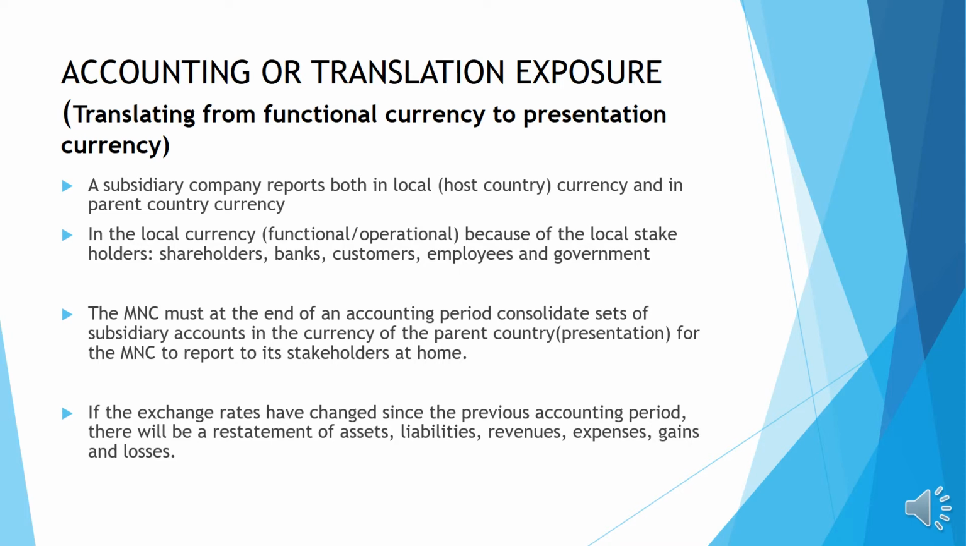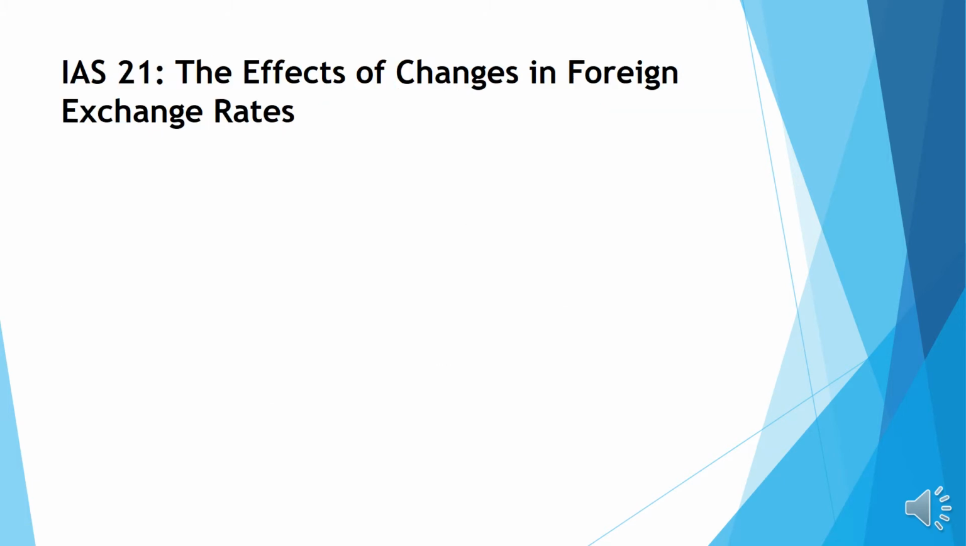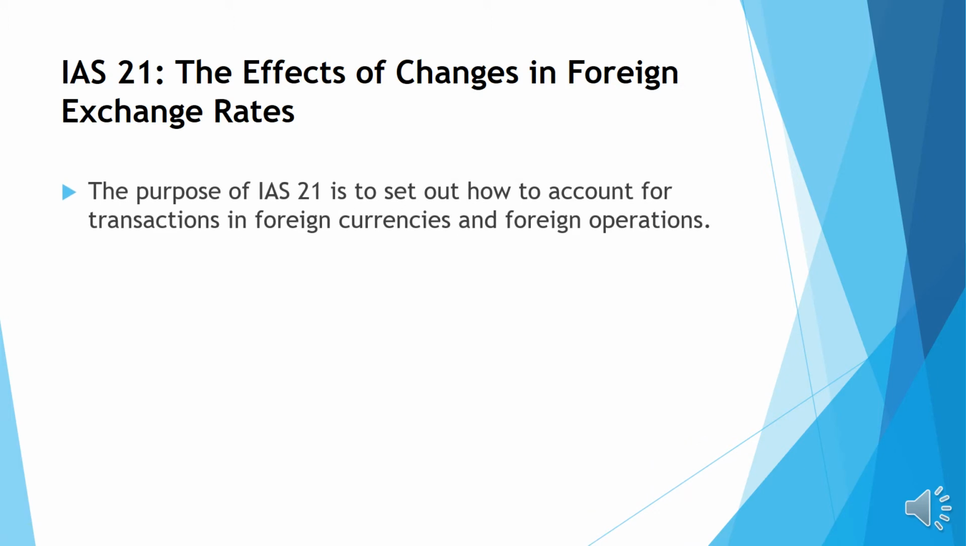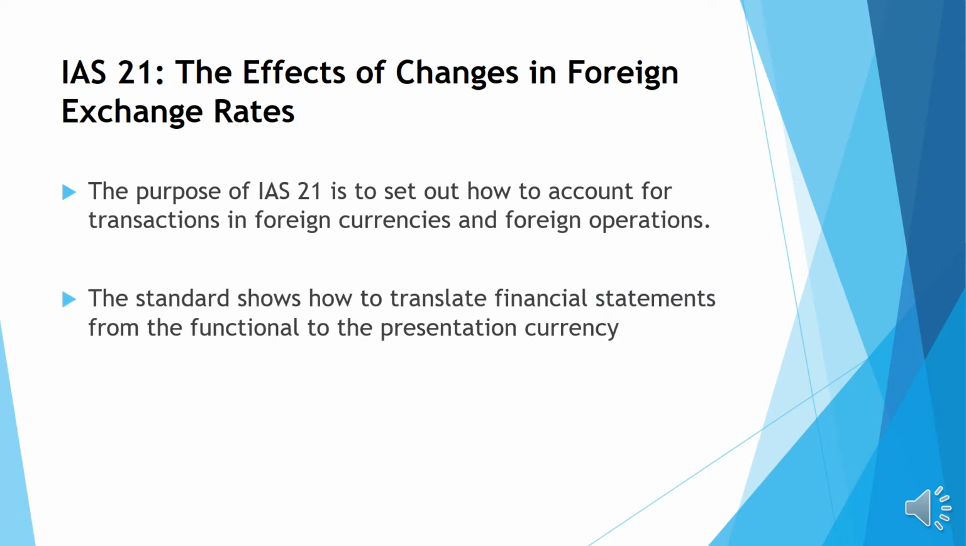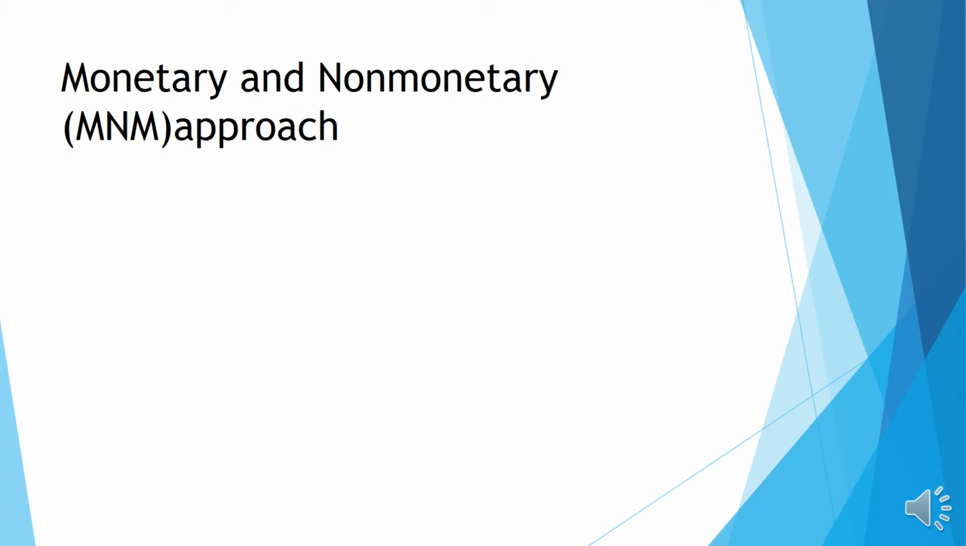If the exchange rate has changed since the previous accounting period, there will be a restatement of assets, liabilities, revenues, expenses, gains, and losses. IAS 21 is the standard that we use, and deals with the effects of changes in foreign exchange rates. Its purpose is to set out how to account for transactions in foreign currencies and foreign operations. The standard shows how to translate financial statements from the functional to the presentation currency.